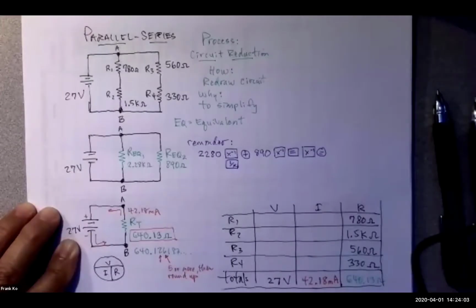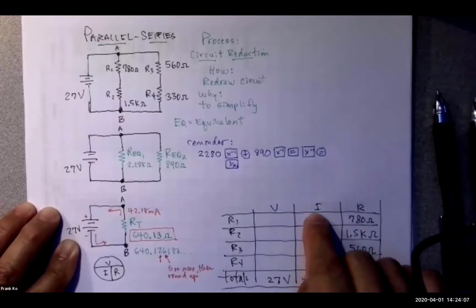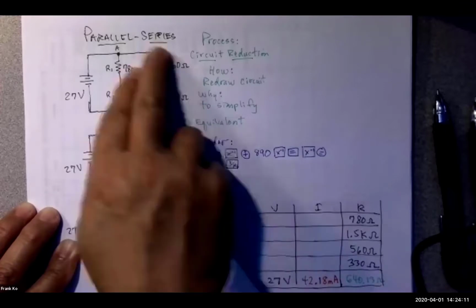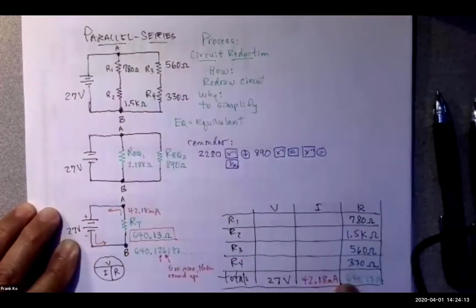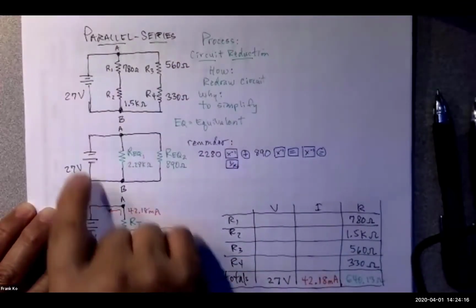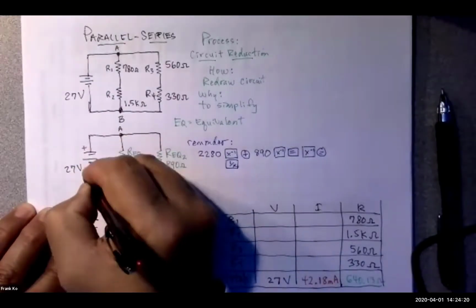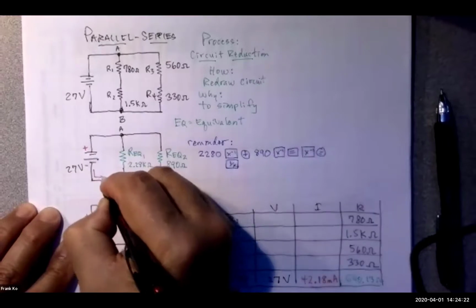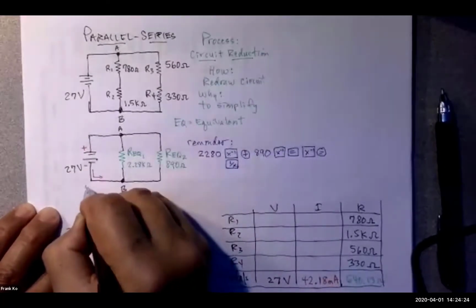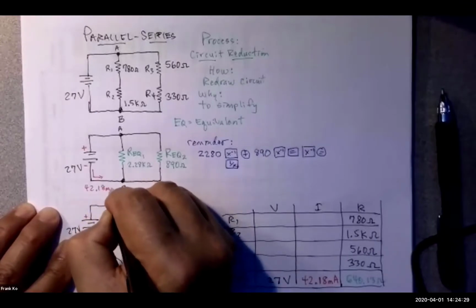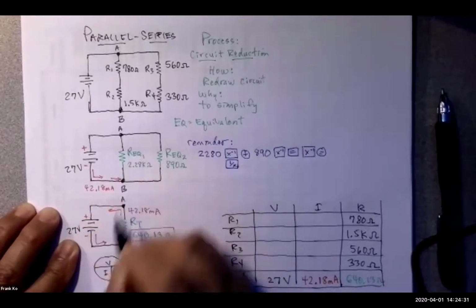That would be a no, my friends, and I'll tell you why. You would fill this in only if this was a series circuit. As you can see, the original circuit is not a series circuit. So you have found I total, and let's go to the middle circuit so you can see this a little better. I total flows from the source, and it is indeed at this point 42.18 milliamps. It flows to this node B.